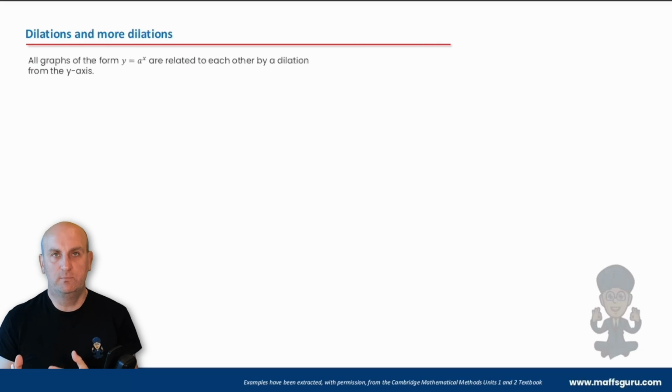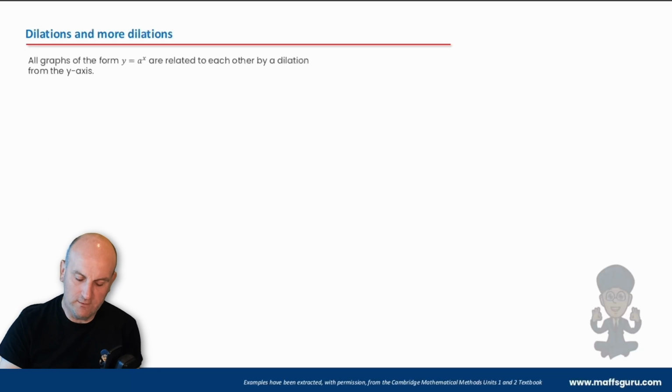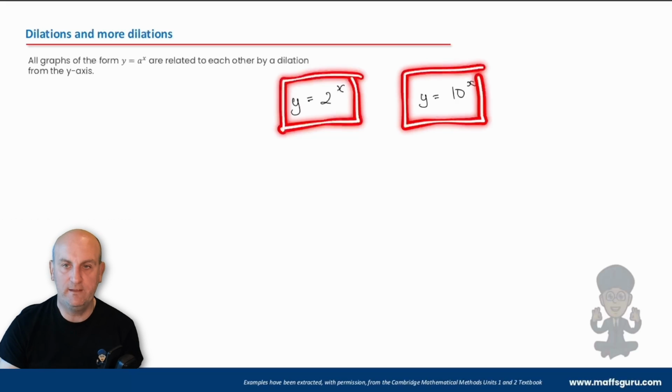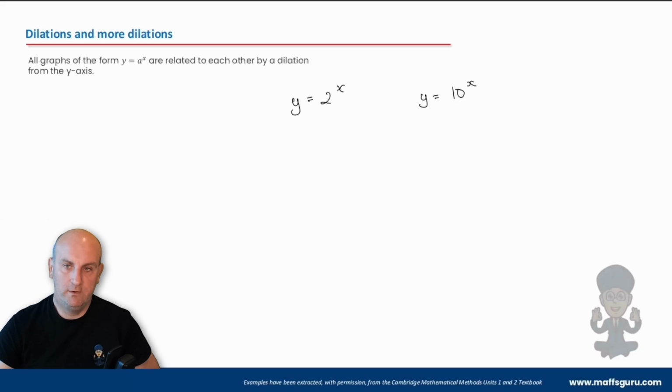Now, dilations and more dilations, it's really, really interesting. This is a bit of a side note. If we look at the graph of y equals 2 to the power of x, and we look at the graph of y equals 10 to the power of x, believe it or not, this graph here, to get to here, is nothing more than a dilation from the y-axis. And you're going to turn and say, huh? I'm going to try and talk that one through. It's a little bit not higher order, but it starts to link all of the maths together.